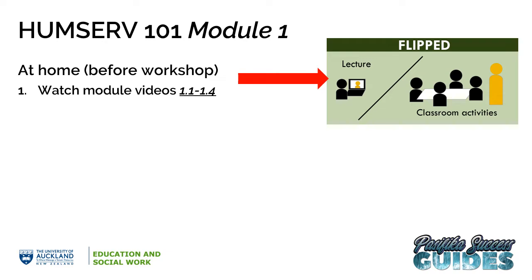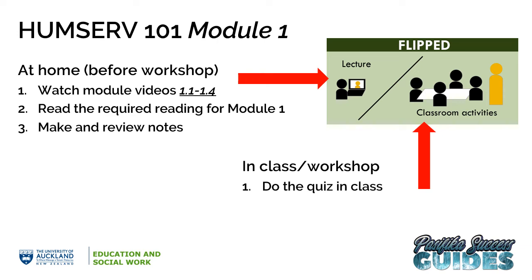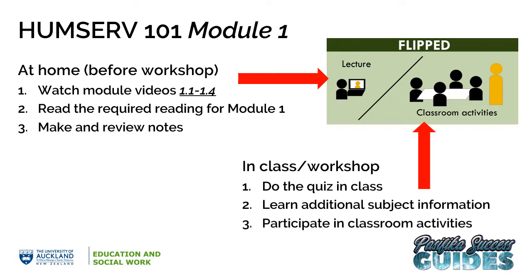There's 4 of them, 1.1 through to 1.4. And you're also required to do the required readings for module 1. And while you're doing all of this, you need to make and review notes. Once you've done that, then you attend the workshop either in person or via Zoom. You need to do the quiz during class time if it's in person. And also learn additional subject information and make sure that you participate in classroom activities.